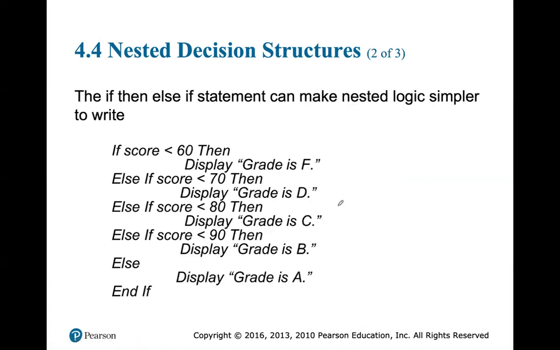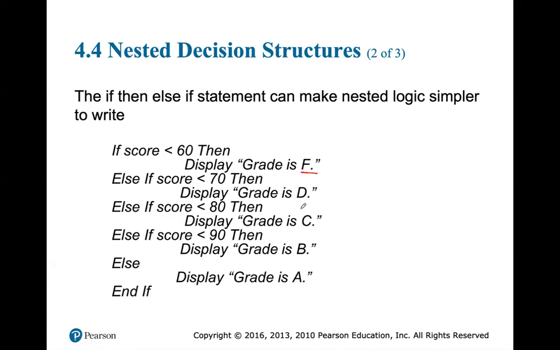Let's look at a different example with pseudocode. Again, this is the logic for grading. This is actually something that is still used whenever you do Moodle or any other kind of schoolwork; the logic behind the grading part is used. So if your score is less than 60, then we're going to display the grade as F.